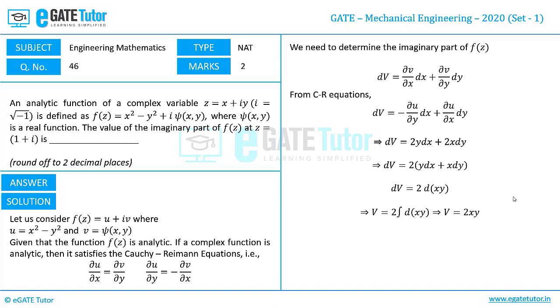But we need to calculate the value of the imaginary part at z = 1 + i. That means x = 1 and y = 1. So when we substitute x = 1 and y = 1 in this equation, we get v = 2. So the answer range is 1.99 to 2.01.